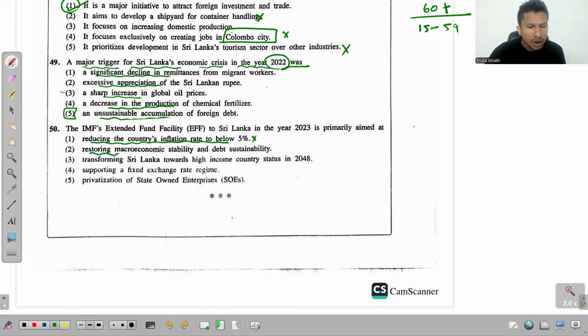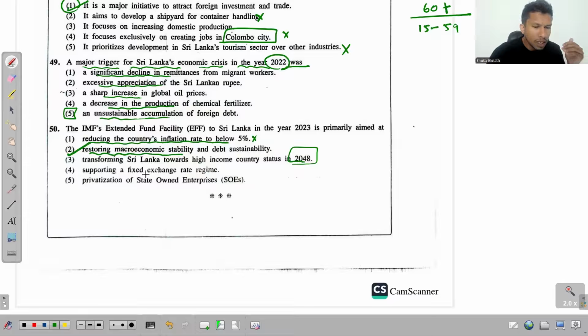Second one, restoring macroeconomic stability and debt sustainability, because this is what we were lacking of. We didn't have macroeconomic stability and debt sustainability, and that's why we went to IMF. So this has to be the answer there. Third one, transforming Sri Lanka towards high income country status in 2048. These are politicians' stories, not IMF stories.